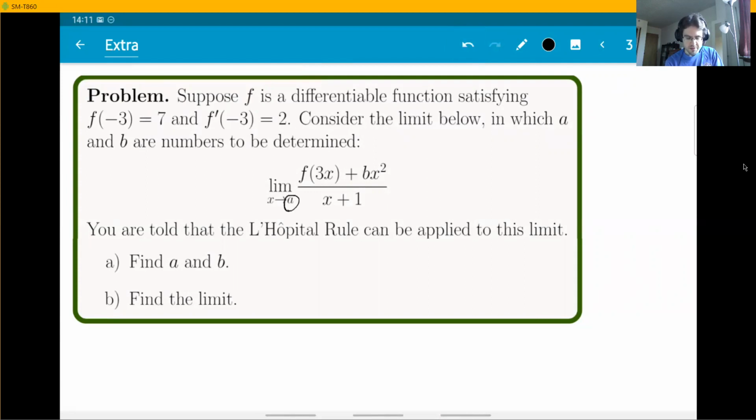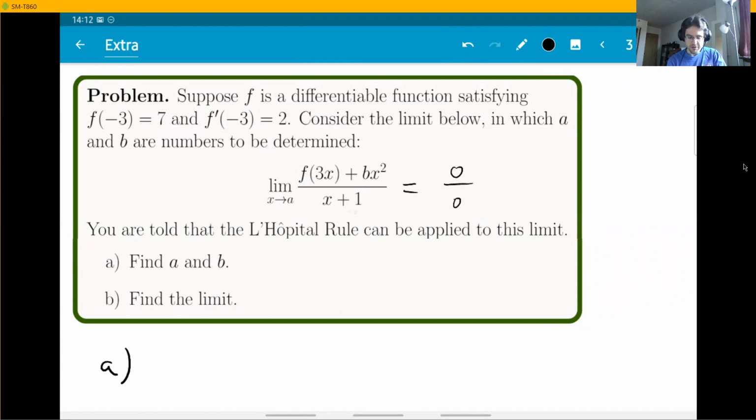This a is here and the b is here. And the function f also appears. But important, you're told that L'Hopital can be applied. So find a and b and find the limit. So this is important. L'Hopital can be applied. What does that mean? It means that the limit must be of the form 0 over 0 or infinity over infinity, but you know that's not going to happen.